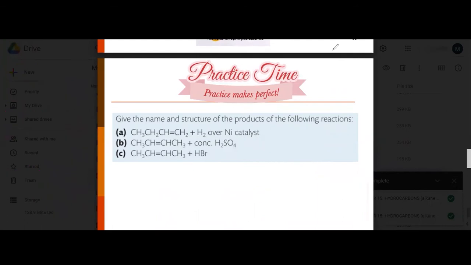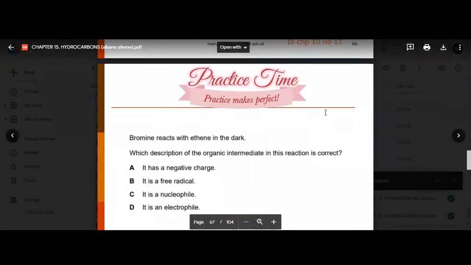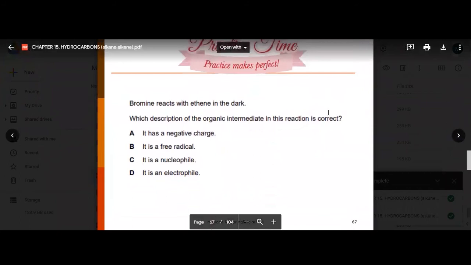That's about the reactions of alkenes. Next.